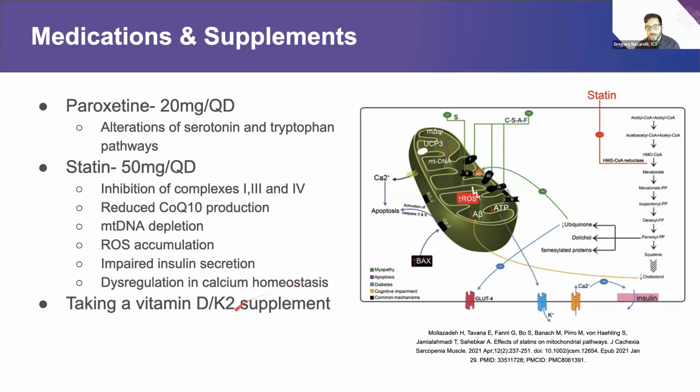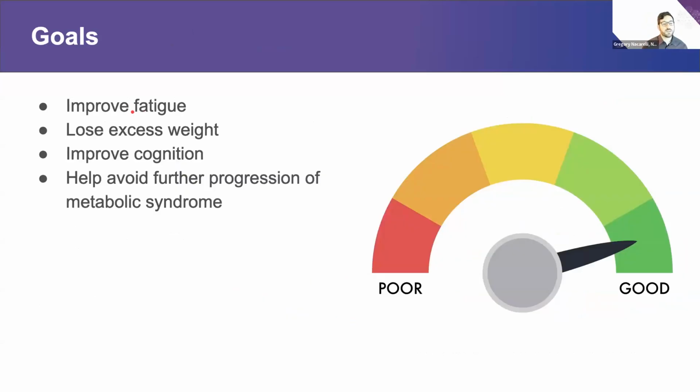He's on a vitamin D K2 supplement. So his goals: improve fatigue, lose excess weight, improve cognition, and help avoid further progression of his metabolic syndrome. So I want to bring him from this poor state to a good state.